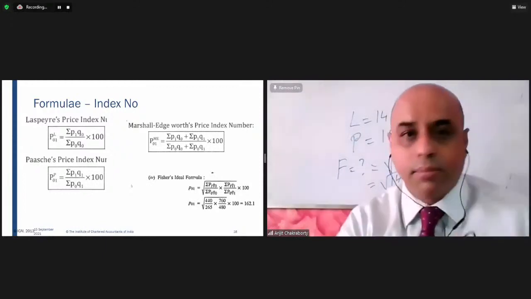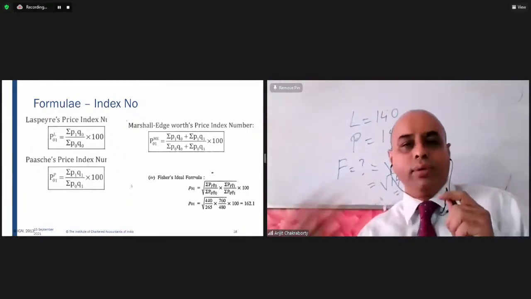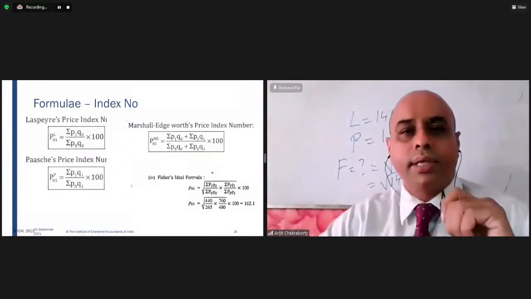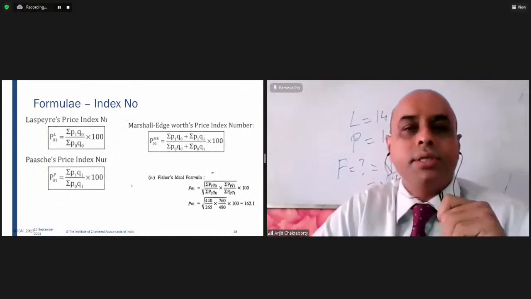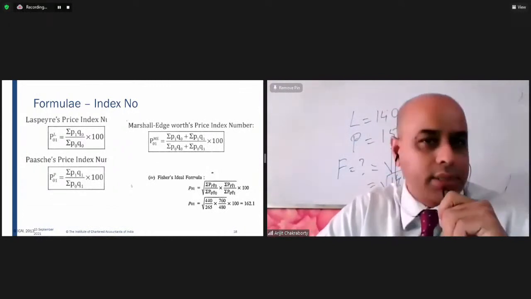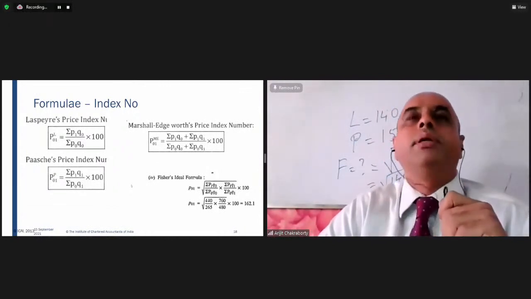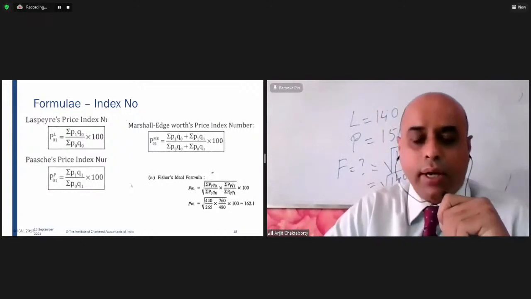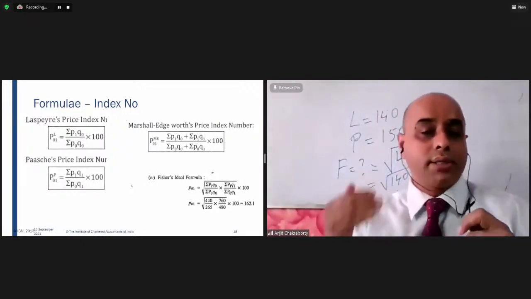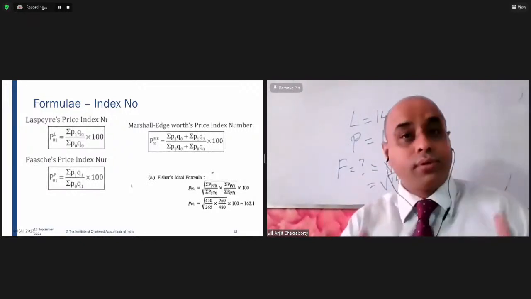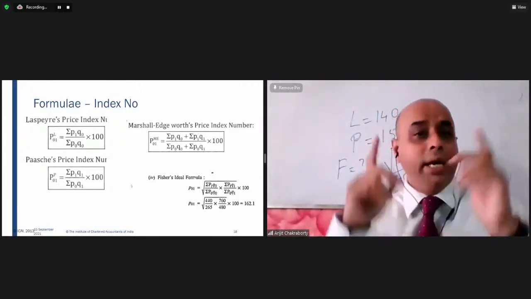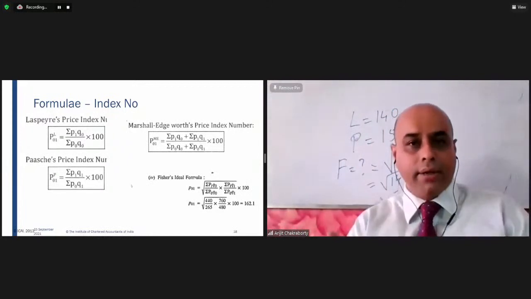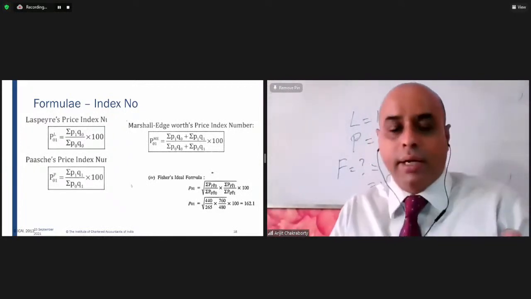And there are some small tests like the unit test and the time reversal test. You will see that in all these tests, Fisher's index actually satisfies the conditions and requirements. That is why Fisher's formula is known as the ideal formula. And please note, this could be a question for the exam: which out of the following index numbers is considered as the ideal index number? Which one is the ideal index number?